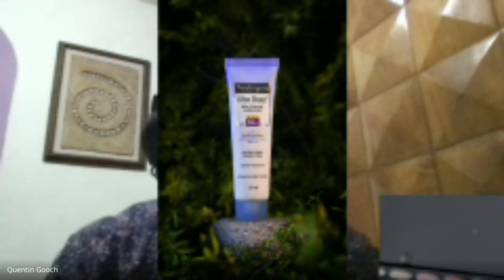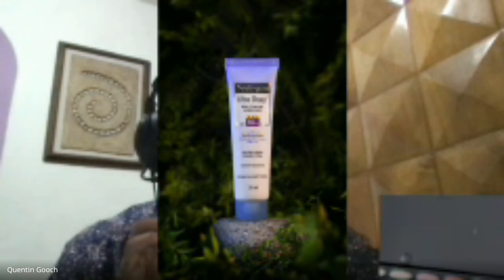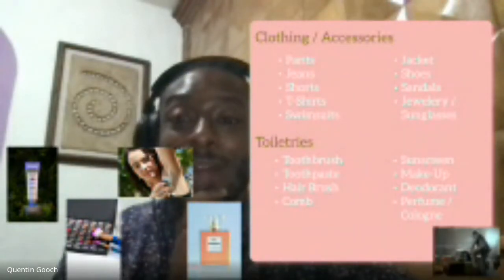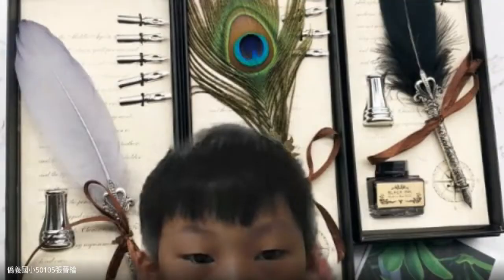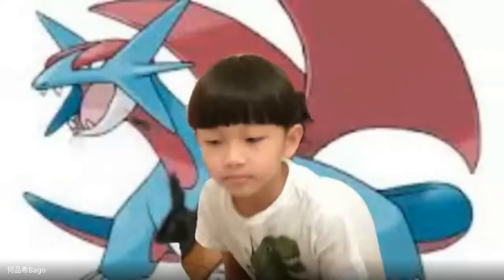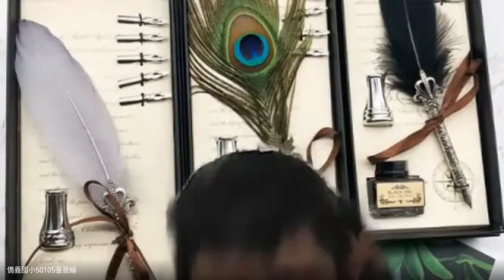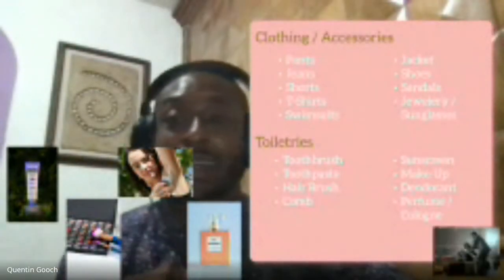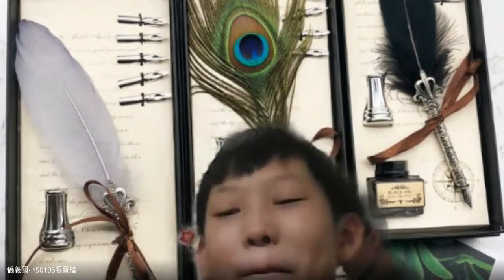All right, and then let's see here. Next, ooh, now what about this? Makeup. Yes, makeup. Very good. So sometimes we might bring makeup on our vacation too.